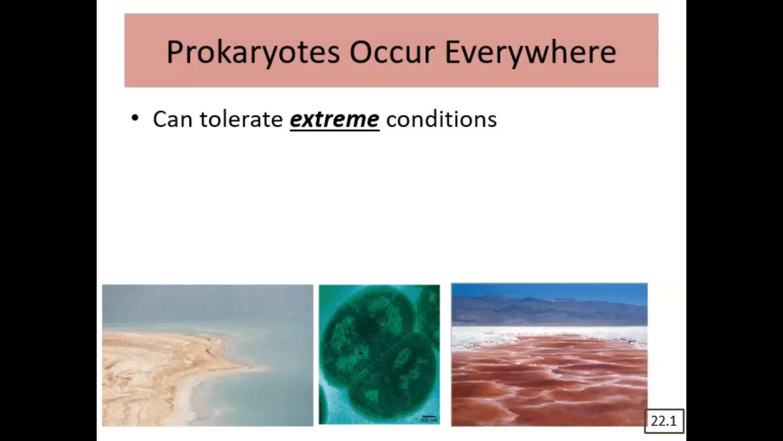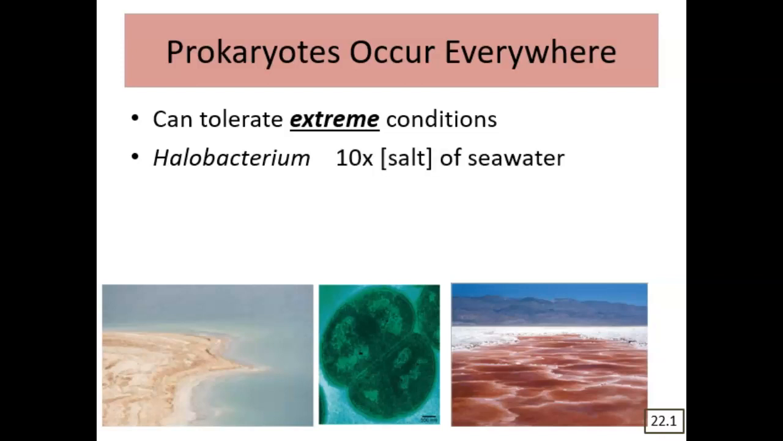For example, there's a genus called Halobacterium. Halo refers to salt. That's because Halobacterium can live in water that is 10 times the salt concentration of seawater. So I don't know if you've ever been swimming in the ocean and got a mouthful of seawater. It is really salty. These things live in water that's 10 times saltier than that. Another example of extremeness, there's a species called Deinococcus radiodurans.